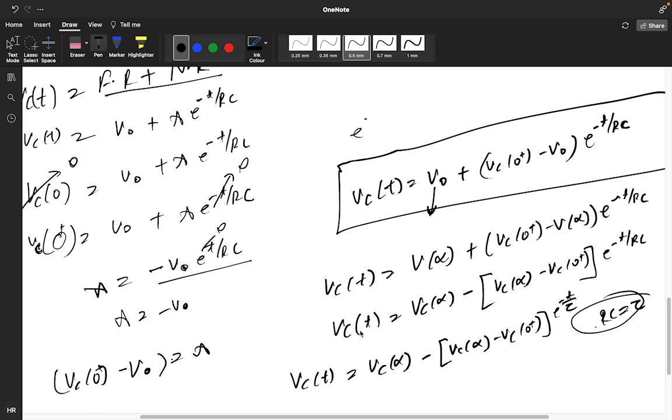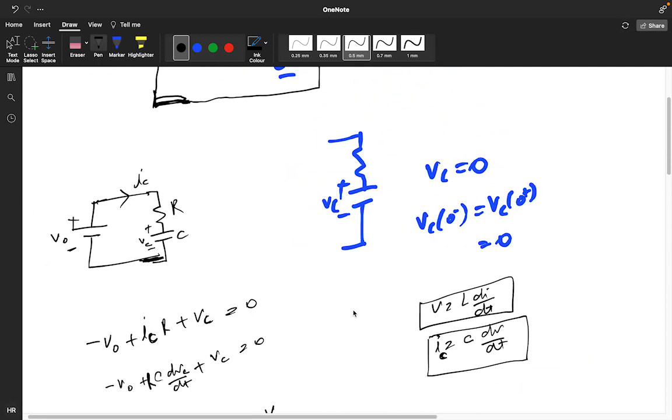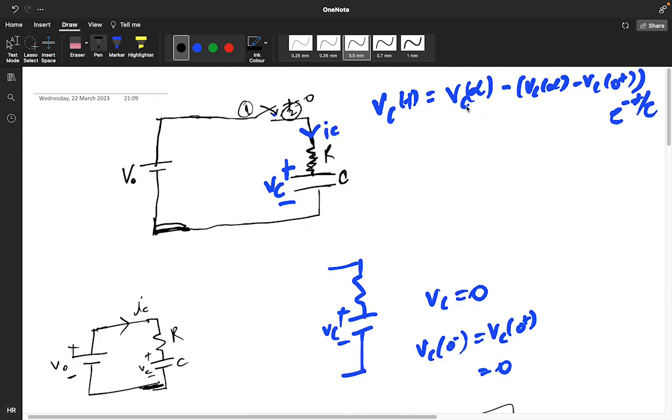So yesterday I told you that we'll derive this equation, and this is a very easy, very simple thing. We need to get the equation like this.